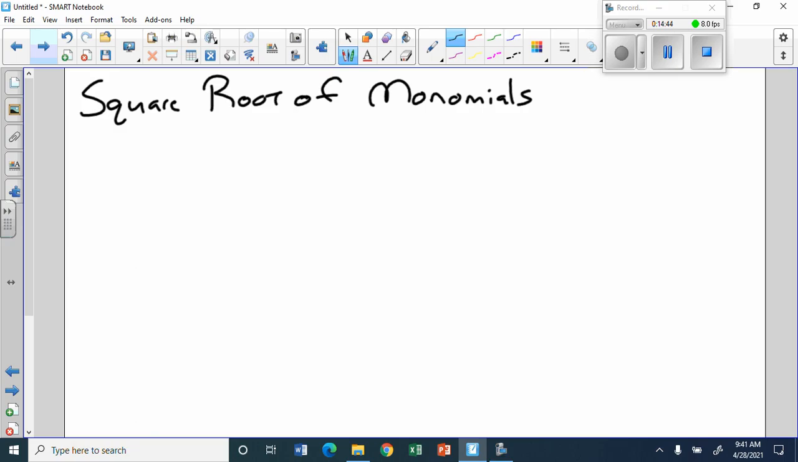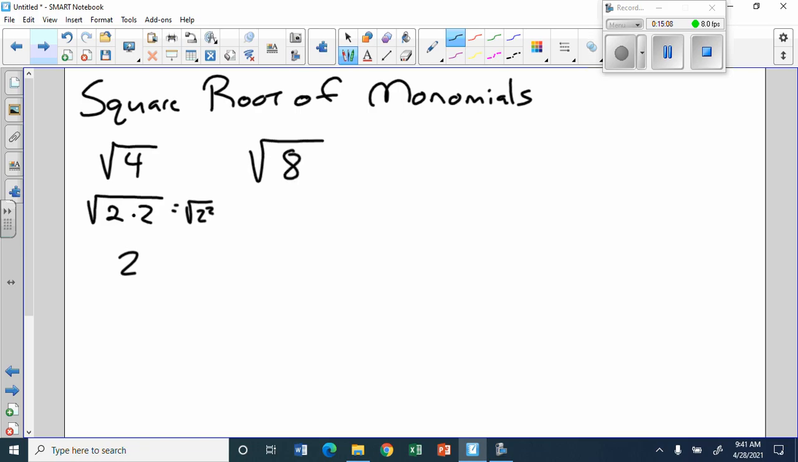If you remember back to when we started with square roots, we would break them up into pairs. So let's go with 4. The square root of 4 was the square root of 2 times 2. Because there's a pair of them, we can pull that out, that's 2. Just a special note, remember this is 2 squared. But if we have the square root of 8, that was 2 times 2 times 2. I can pull out a pair, but I'm left with 1 on the inside. So 2 cubed.